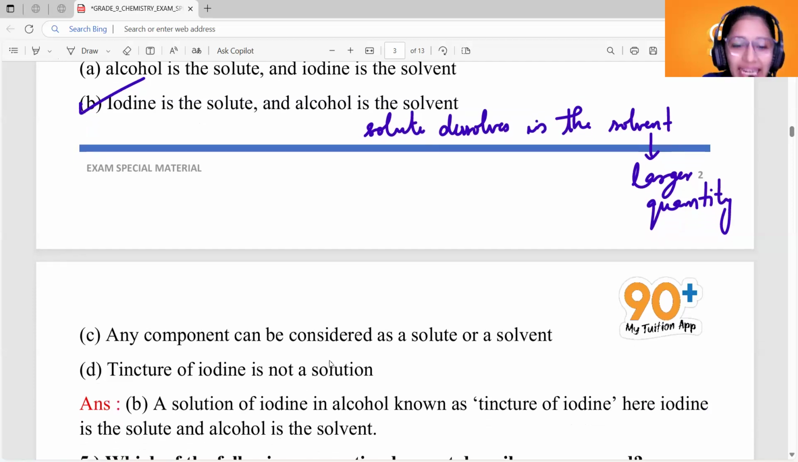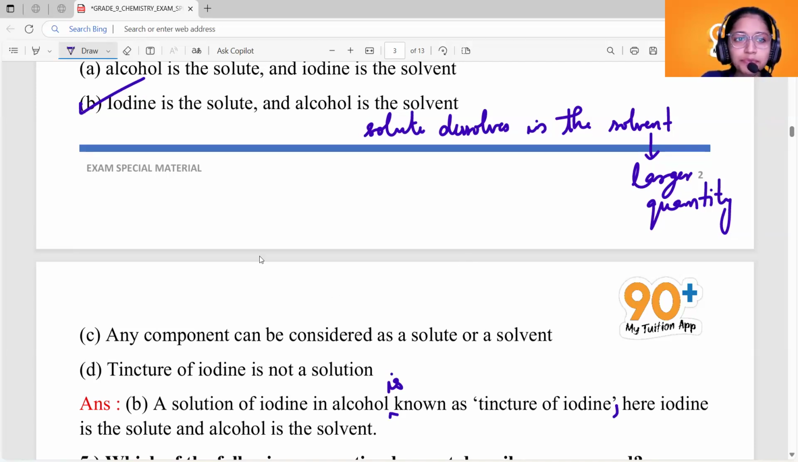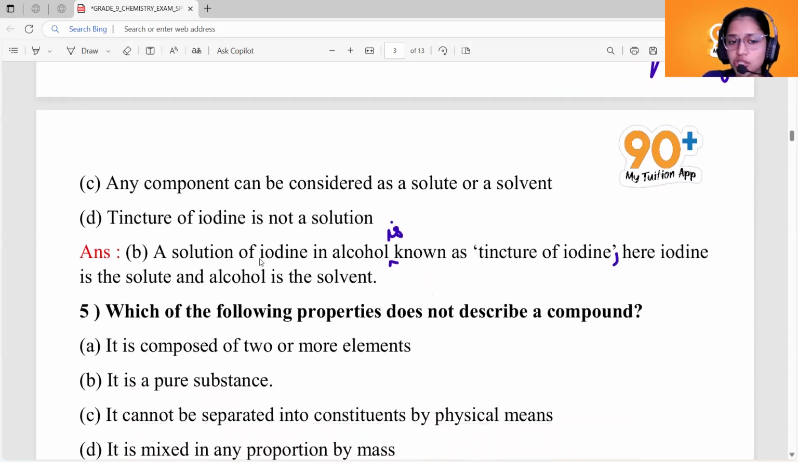A solution of iodine in alcohol is known as tincture of iodine. Here, iodine is the solute and alcohol is the solvent. So again, option B is our correct answer. Is it clear? Okay. So now we'll move to the fifth question.